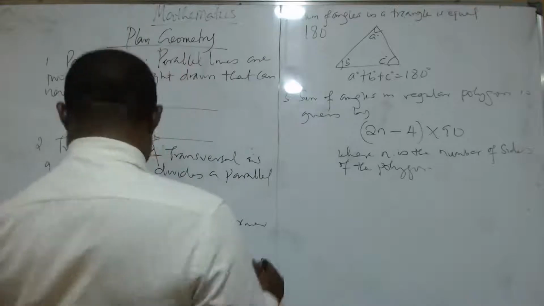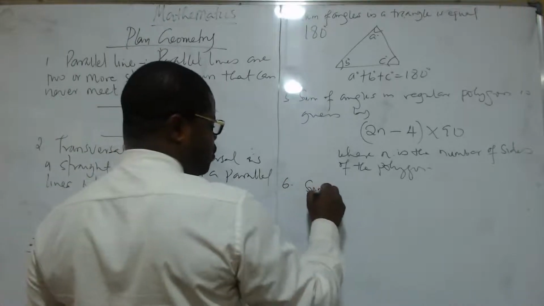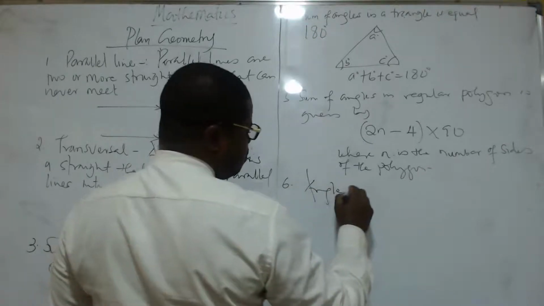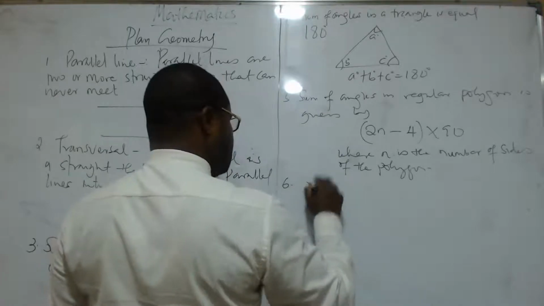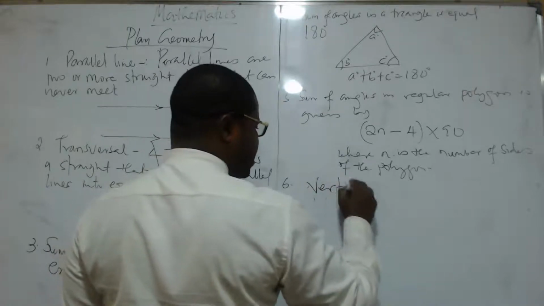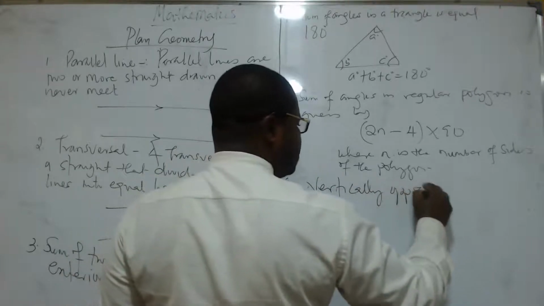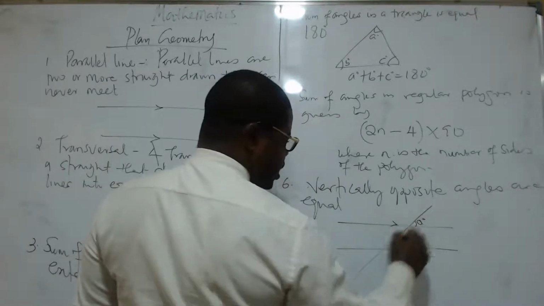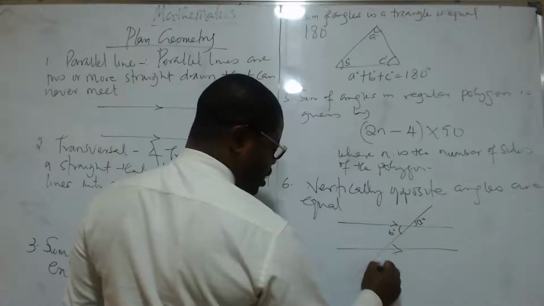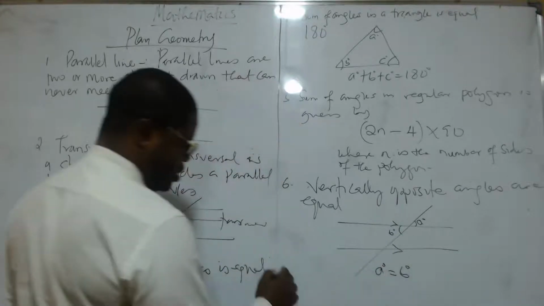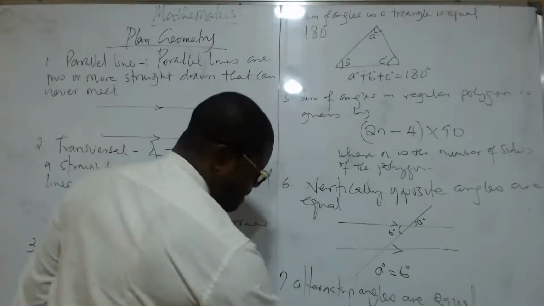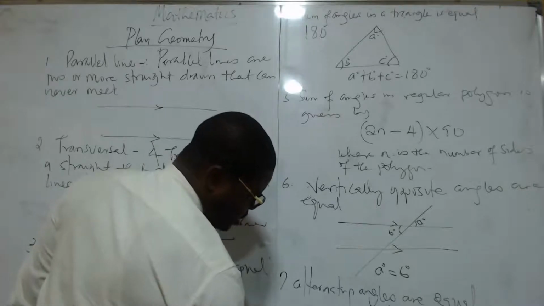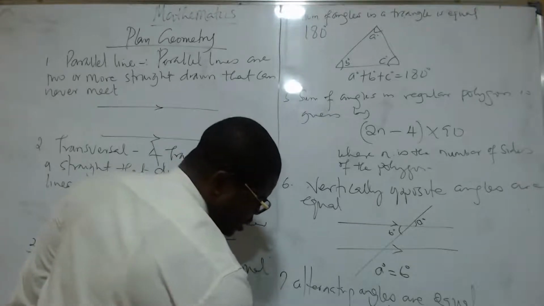Right? Number 6, we have vertically opposite angles. We have A, we have B. So A is equal to what? B. Number 7, we have X, Y. So X is equal to what? Y.